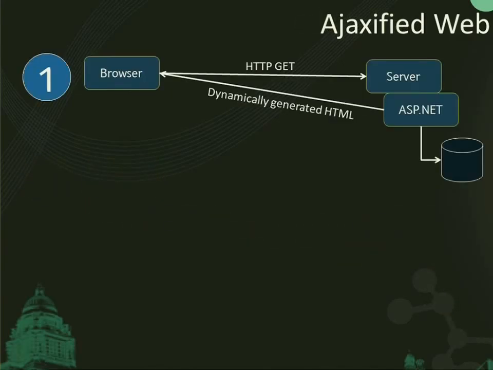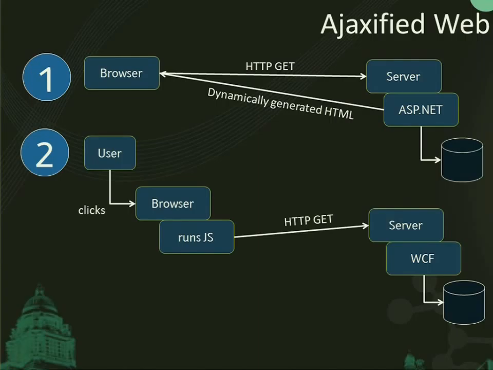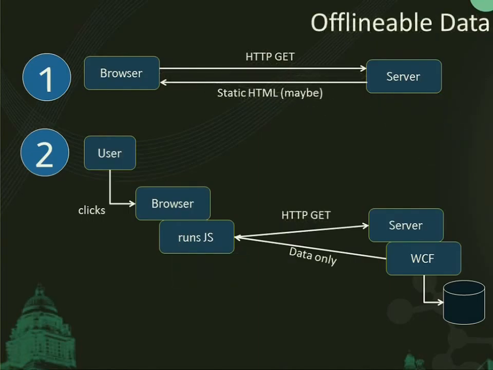Now, and then, of course, Ajax came along. In Ajax, the first part is pretty much the same. You get dynamically generated HTML from your application framework. But when the user interacted with the application, we didn't really send a full request for a new page. Instead, we ran JavaScript on the client side, issued an HTTP GET using XML web requests or whatever, maybe going through WCF to only send data back to our web application. This was the main difference. So we have data, and we use JavaScript to render data. Okay, everybody, we know this. So the next step is offlineable data.